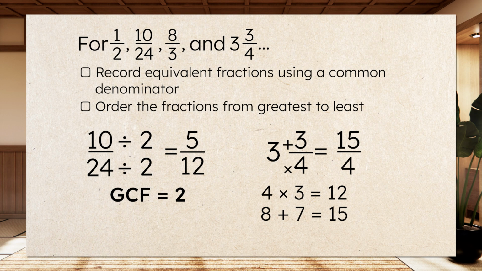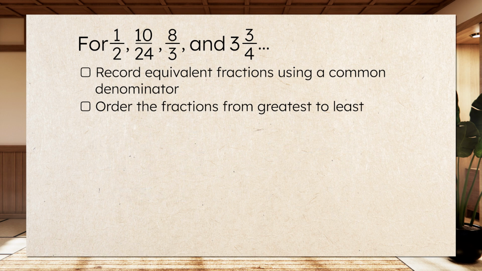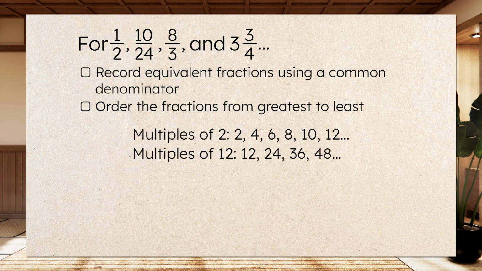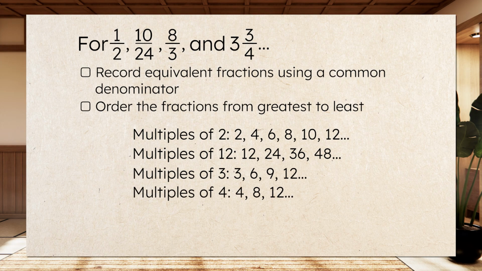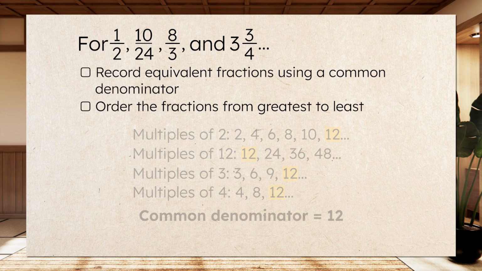Now we need a common denominator. The denominators are 2, 12, 3, and 4. The lowest shared multiple of those is 12, making it the common denominator. So let's rewrite each fraction with 12 as the denominator.